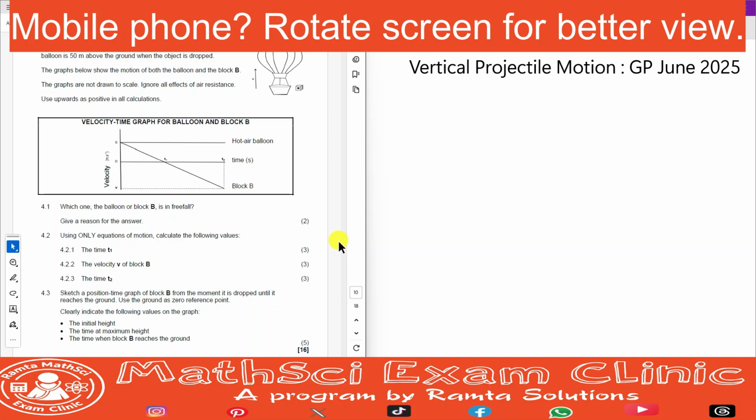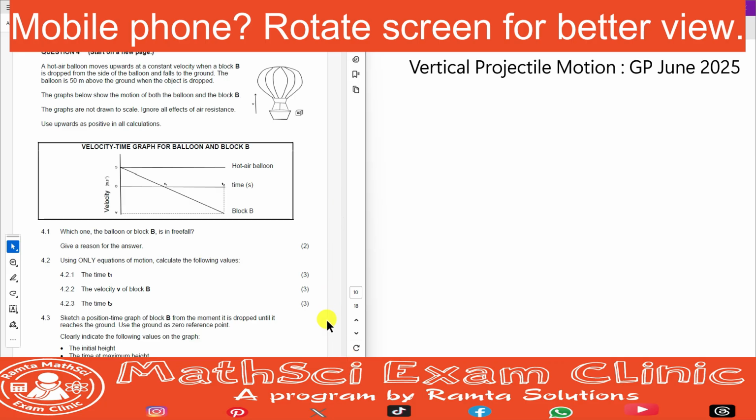Hello guys, in today's grade 12 physical sciences vertical projectile motion exam clinic, we're looking at a question paper from Gauteng Province. This is their physical sciences paper 1 of June 2025. As you can see, this is 16 marks, so we must spend at most 16 minutes. So let us see what this question was about.